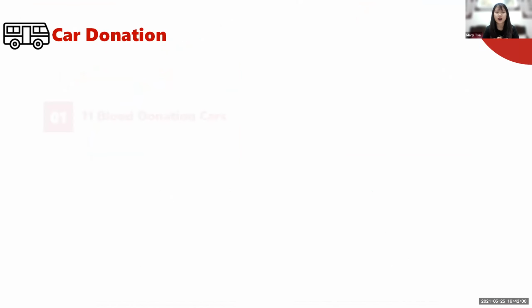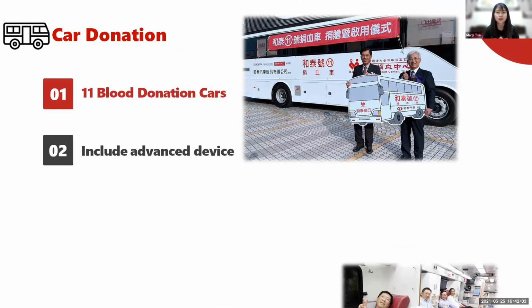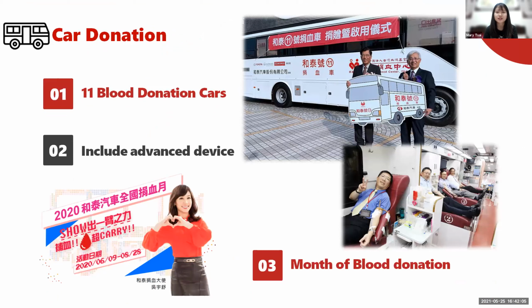For the external part, the first one is car donation. As you can see in this picture, Hetai will build their donation cars by themselves. And until now, they have already donated 11 blood donation cars. And in every car, they included an advanced device in it. In addition, they have a month of blood donation. In this month, Hetai will encourage their employees to donate their blood for the people who need it.